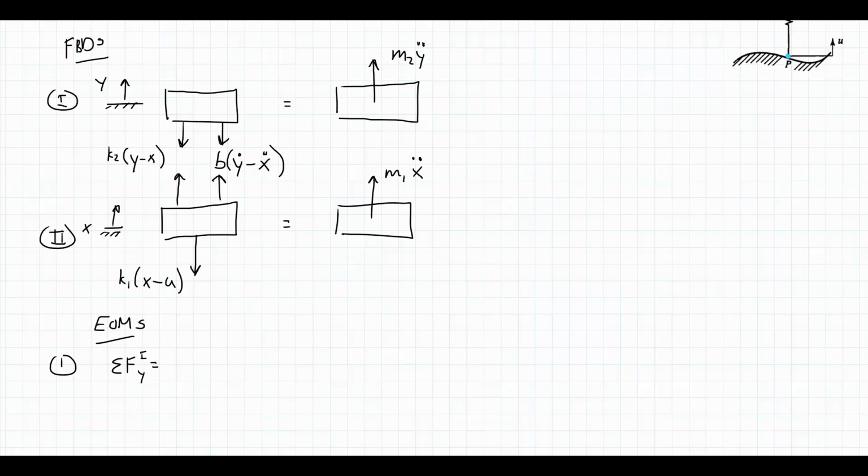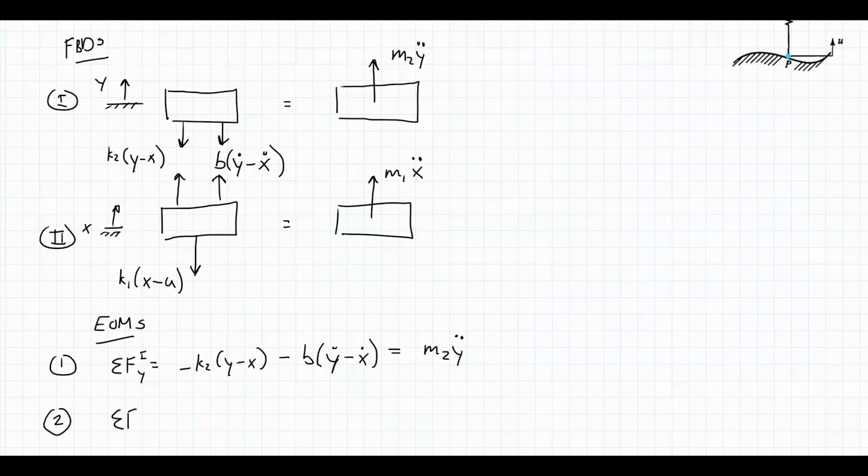So y is positive up is my axis. So I'll have going down a negative k2 (y minus x) and a minus b (y dot minus x dot). They're both negative because their arrows point down and y is defined as positive up. Equals, now I have this arrow is in the positive direction, so a positive m2 y double dot. I will work on the algebra on that one in a bit.